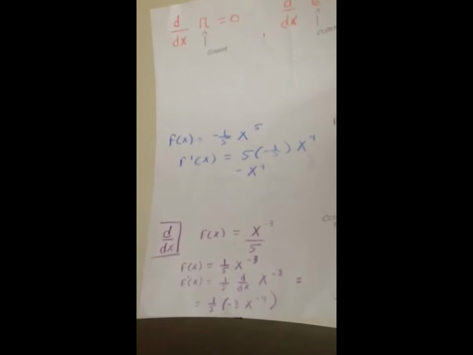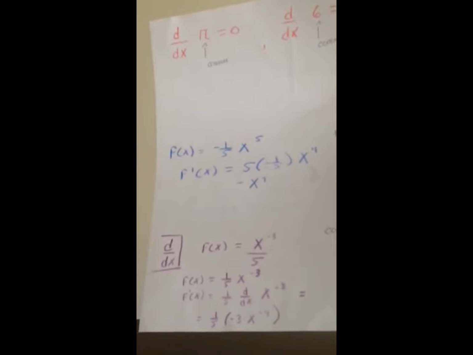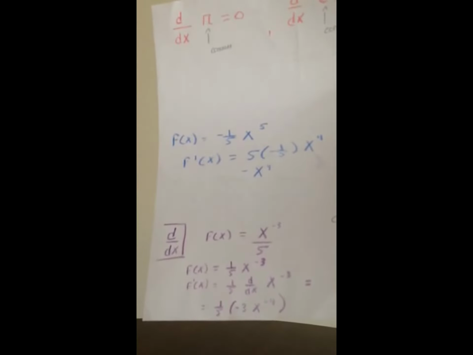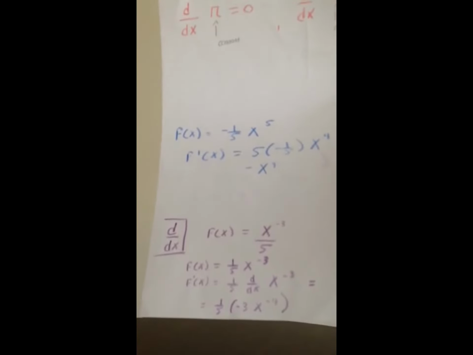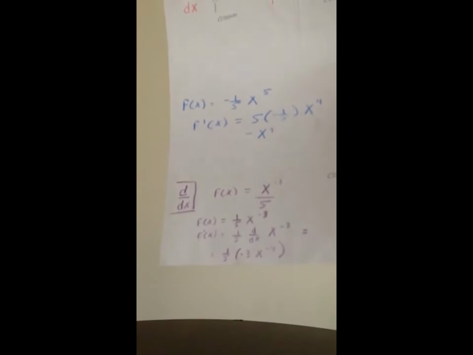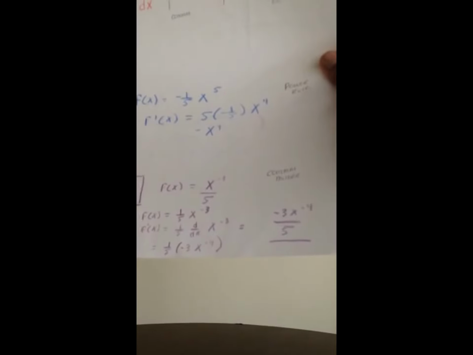Constant multiple. The derivative of c times f of x is equal to c times the derivative of f of x. This is how that example would look right there at the bottom. We have f of x is equal to x to the negative 3 all over 5. We first write f of x is equal to 1/5 x to the negative 3. We take f prime of x is equal to 1/5 times the derivative of x to the negative 3, to get 1/5 times negative 3x to the negative 4, which gives the final answer of negative 3x to the negative 4th power all over 5.